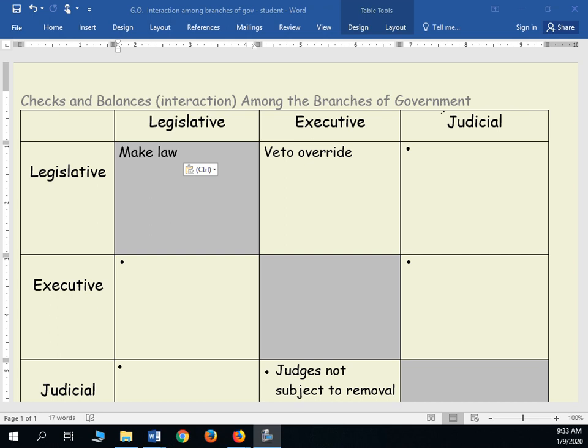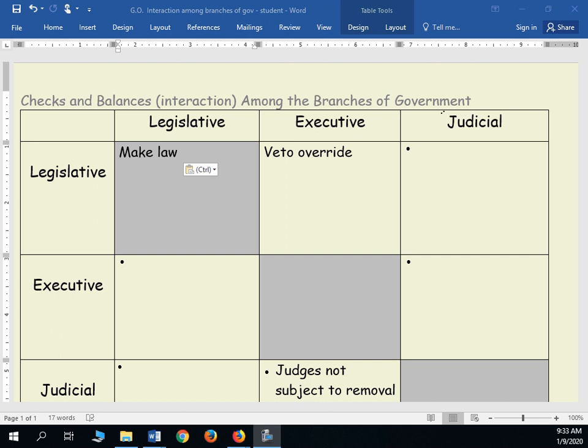Good morning. This is an explanation of the assignment with regards to checks and balances among the branches. So I want to explain how to accomplish this assignment. First of all, if you go to Moodle, you will find the assignment called Checks and Balances Among the Branches.